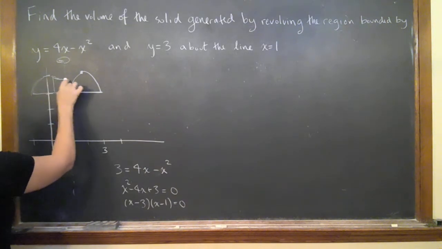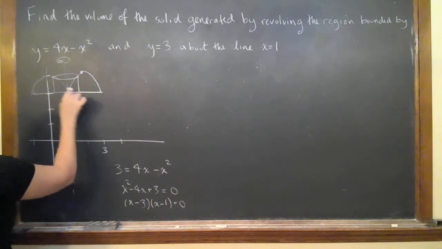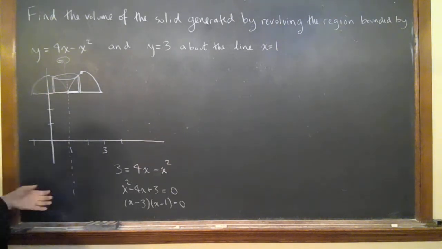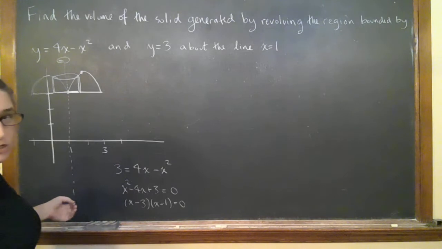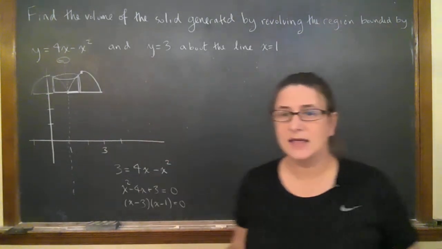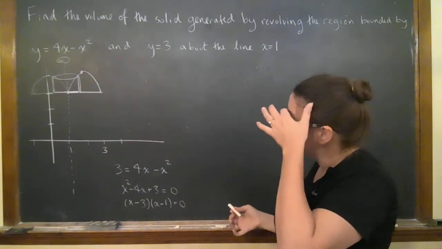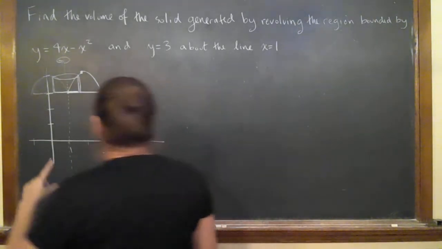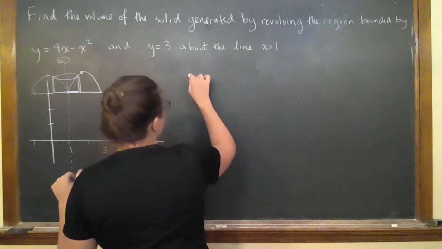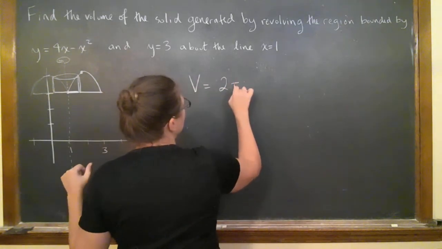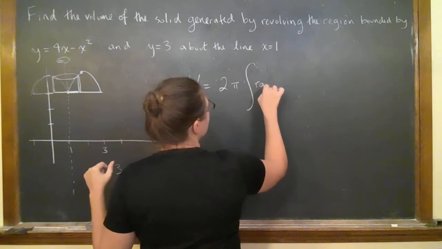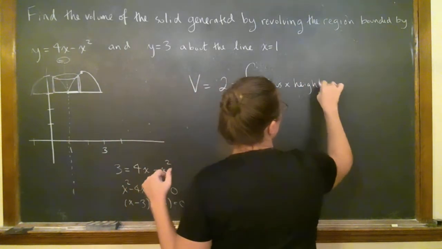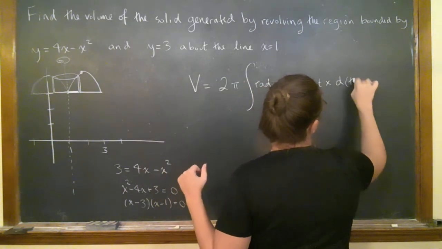Now if I draw this as a shell, I'm going to imagine there's my shell, right? That's my cylinder around my axis of rotation. And so if I think about what this is going to be, wait, I forgot to write my formula, right? It's going to be 2 pi integral radius times height times d thickness.